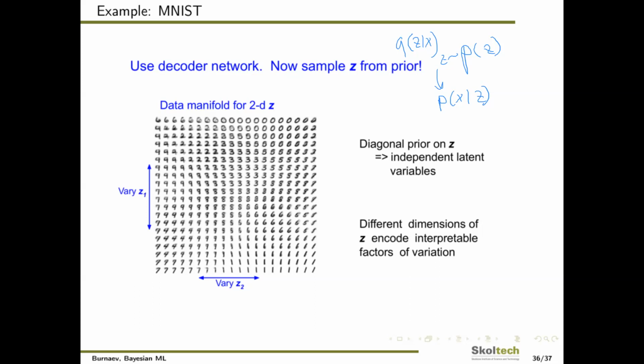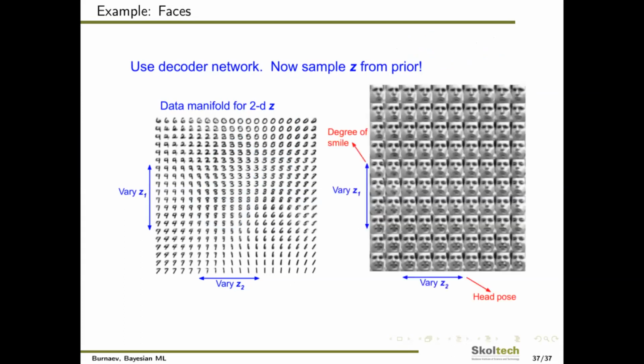And we can say that if we vary Z1 or we vary Z2, we smoothly transfer from one digit to another here. And you can find a cluster of zeros, fives, threes, eights, and so on. So we kind of compactly pack our digits into two-dimensional space. The same thing occurs if we look at more complex data sets, and we can try to guess about particular features related to each dimension in the embedded space.